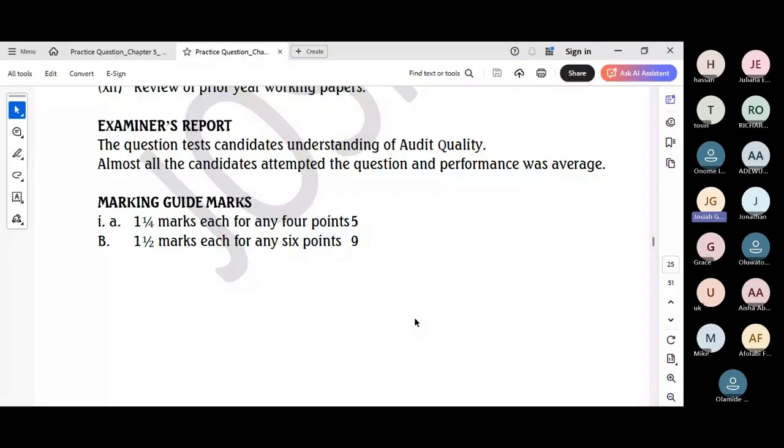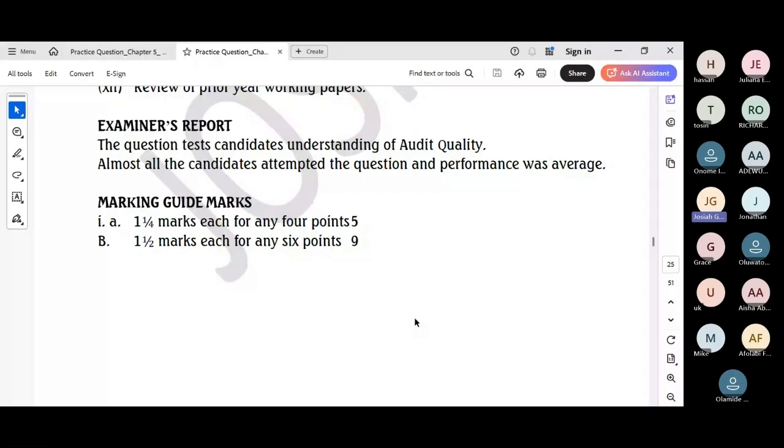1.25 mark for each of the 4 points in part A and 1.5 mark for each of the 6 points in part B. It means you need to provide a sufficient number of distinct, well-explained points to meet the requirements for full marks. So providing more than the minimum number of points, as you see in the solution, is a good strategy, with time in mind, please. So you need to ensure you meet the threshold.